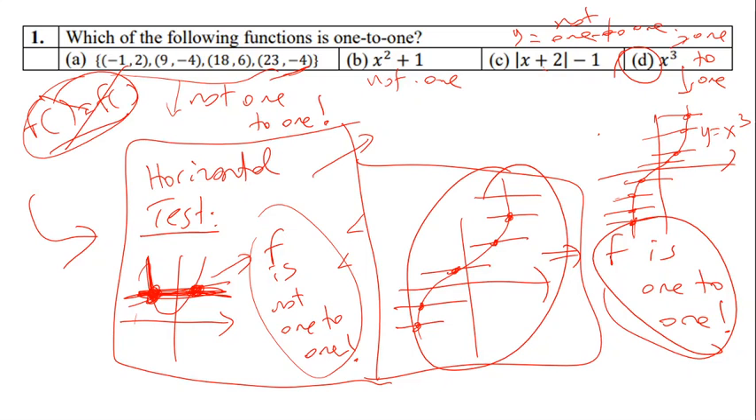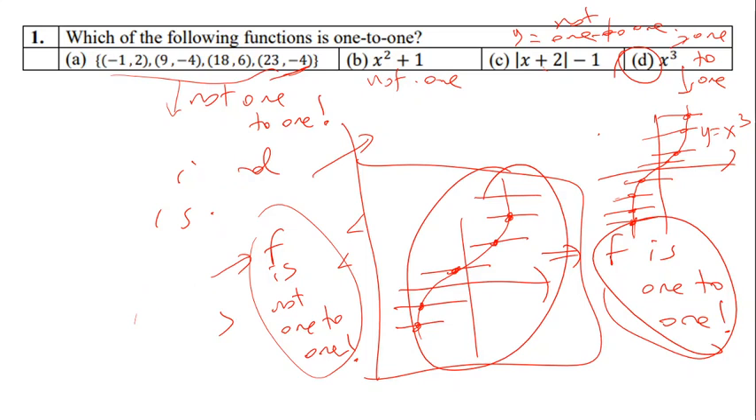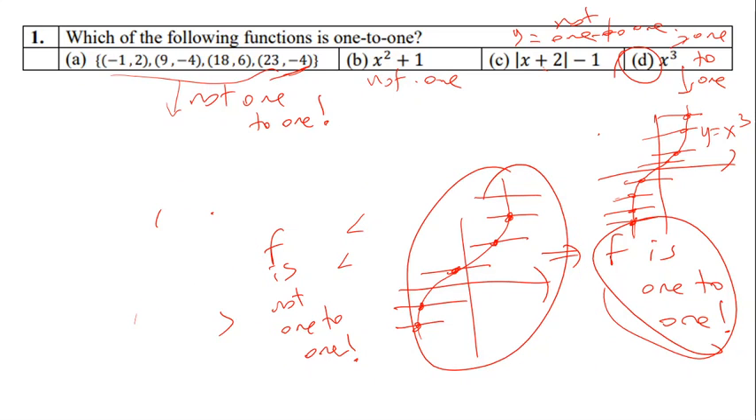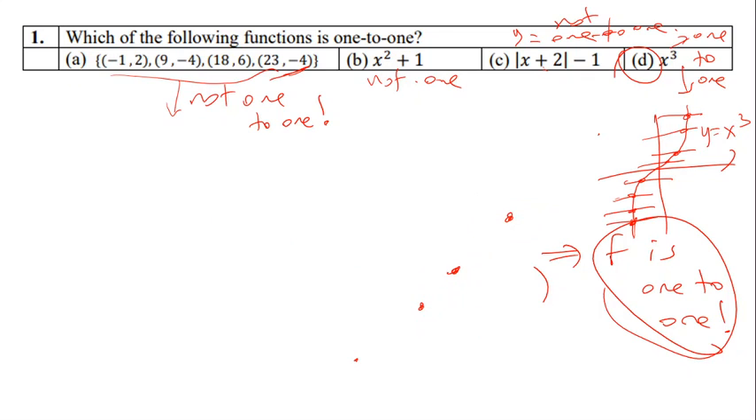So there are 3 types of checking the one-to-oneness with the horizontal line test. If you have the graph, and if you can find that the same numbers are assigned to the same y value, then you can say it's not one-to-one.